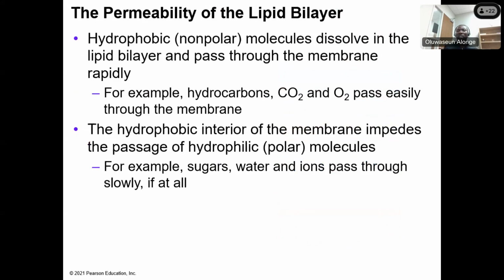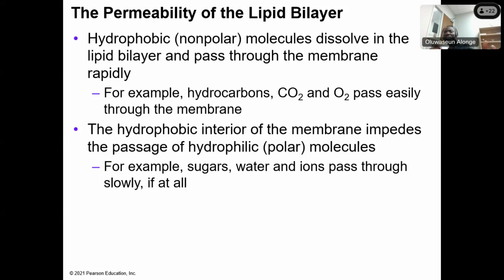All right, now the hydrophobic portion of the cell membrane. Because it's hydrophobic, it hates water, so hydrophobic molecules will dissolve in the lipid bilayer and pass through the cell membrane rapidly. For example, hydrocarbons can pass through the cell membrane. CO2 can pass through the cell membrane. Oxygen can pass through the cell membrane. These are small molecules and they also don't have charges, so they can pass through the cell membrane.